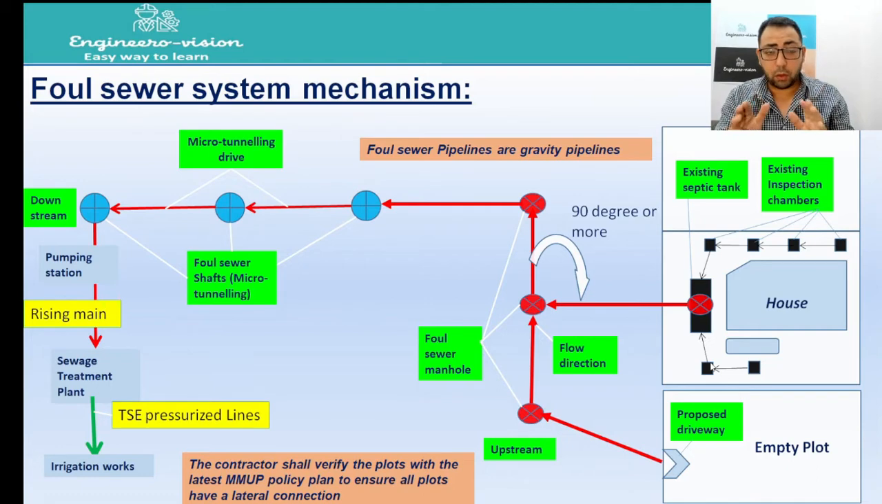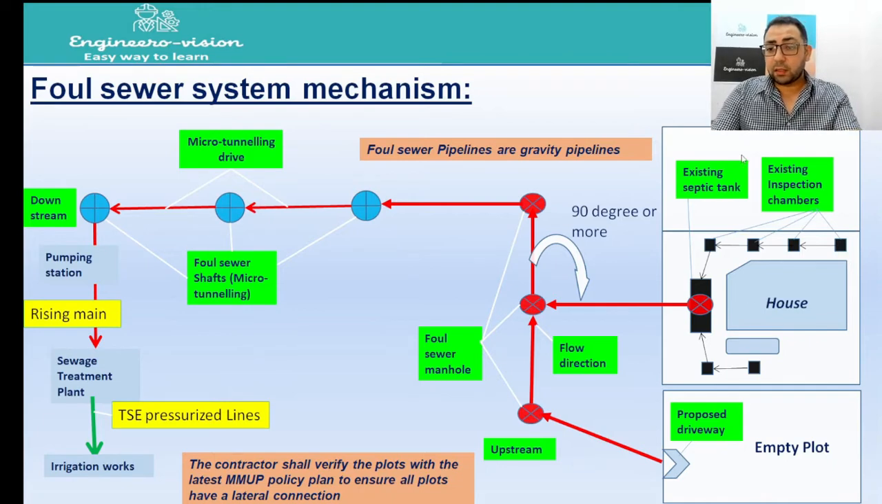Our job in these sessions is to teach you how we are going to terminate the temporary system inside the developed plots and take the flow into the main network system. This network system will finally go to a pumping station, and through a rising main it will go to the sewage treatment plant, and through TSE pressurized lines it will be used for irrigation work.